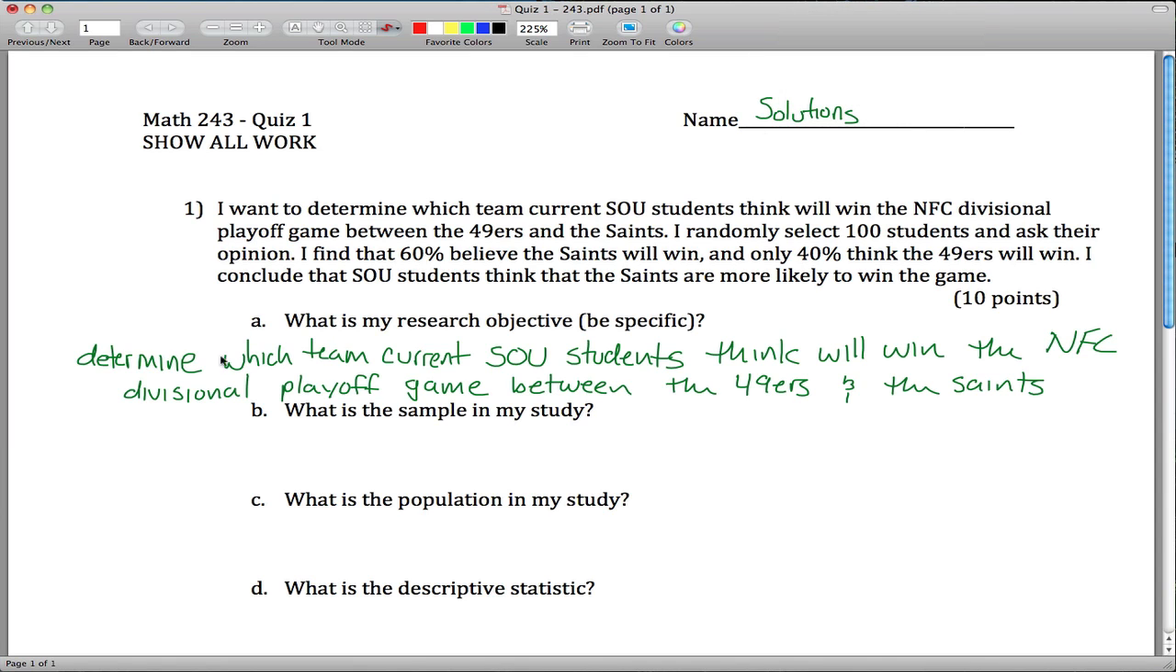All right, now I got that written there. Research objective is to determine which team current SOU students think will win the NFC divisional playoff game between the 49ers and the Saints. So what is the sample?